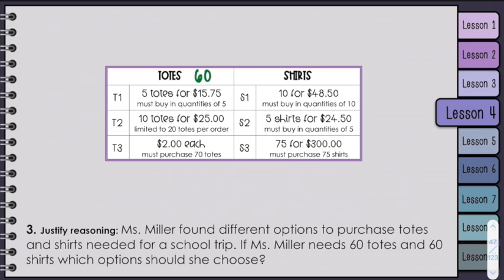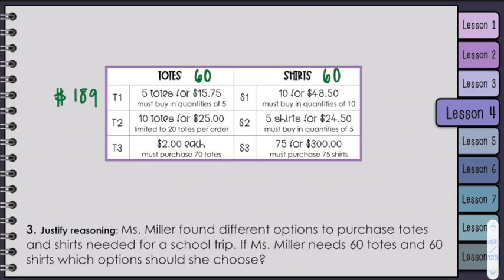So we want 60 totes and 60 shirts. So let's see what that total is going to be. So here, if you have 5 totes for $15.75 and must buy in quantities of 5, it works out. You want to buy 12 sets for your 60 totes, so it's 12 times your $15.75, and that's going to give you $189.